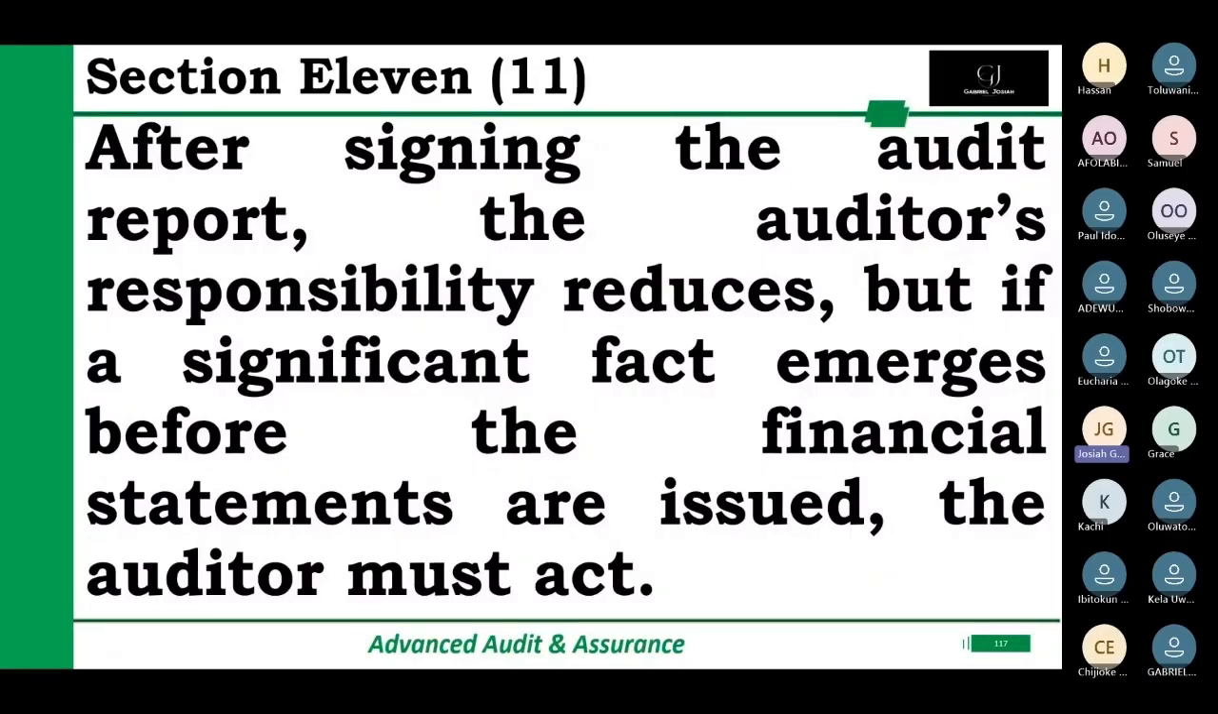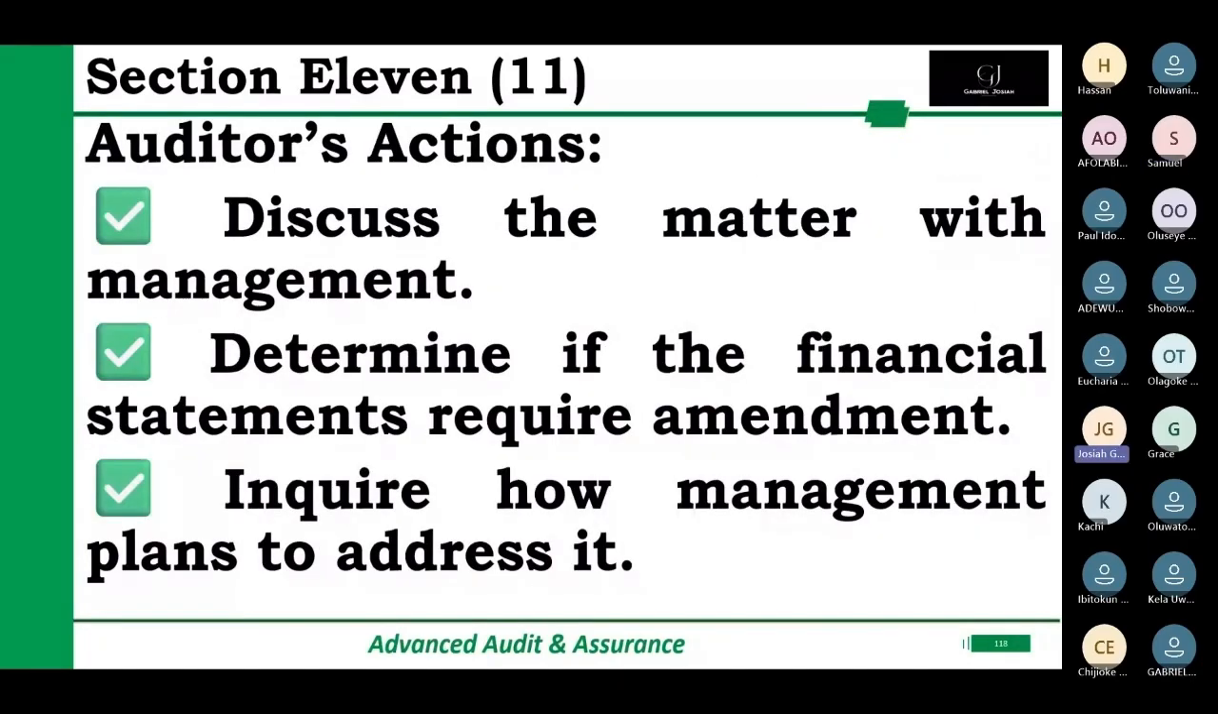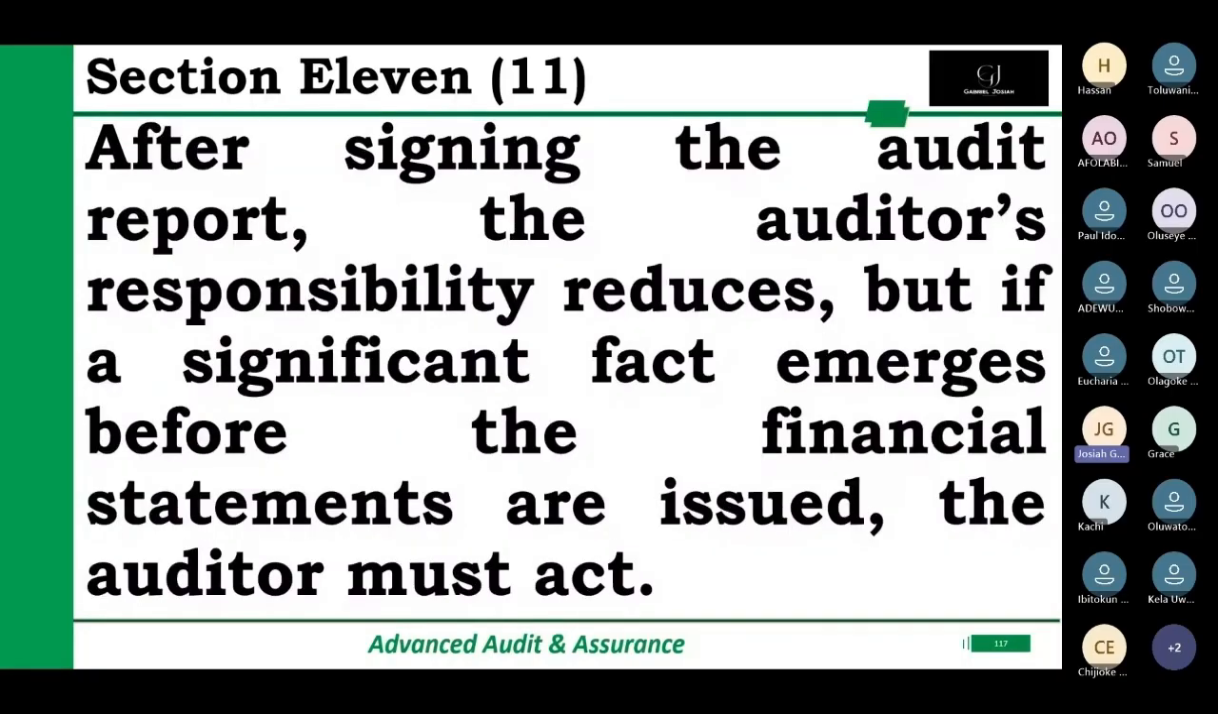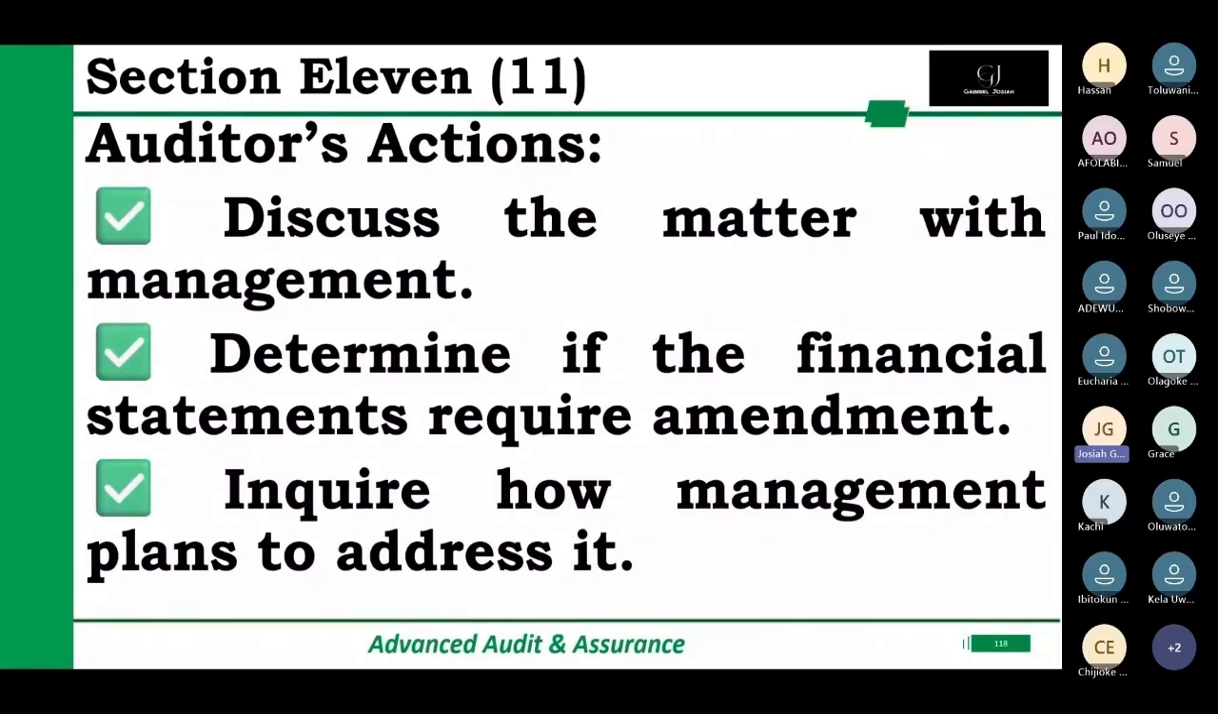He needs to reflect that event that occurred. So some of his actions will include handling any event that occurs after he has signed the report, but before he has issued the financial statements or the audit report. He needs to discuss the event that crystallized with management, that this has come to our attention, and he needs to determine if the financial statements must be amended before he issues them. He also needs to inquire how management plans to address it, depending on its materiality. So these are actions the auditor should take if any significant fact emerges after he has signed the audit report.